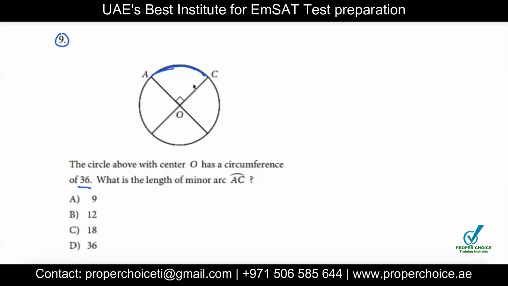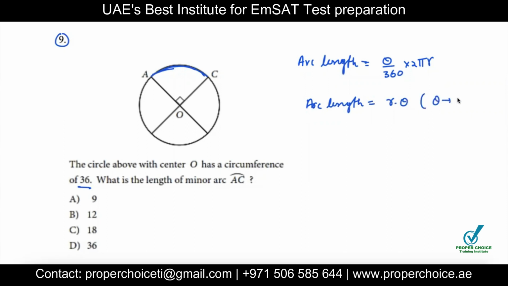So this is a formula based question. What is the formula for the arc length? Arc length is given by theta divided by 360 times 2 pi r. This is the formula we use when the angle is given in terms of degree. Arc length is written differently when the angle is given in terms of radian. Another formula, when it is given in terms of radian, is arc length equal to radius times theta, when the angle theta is in radian.